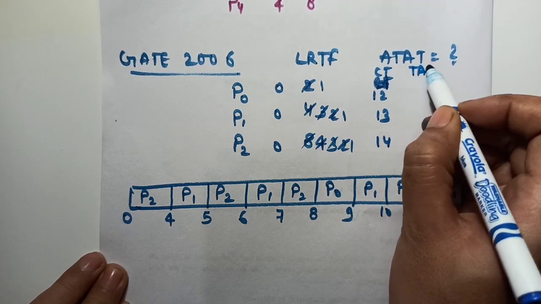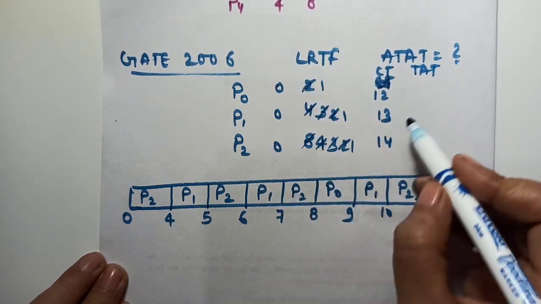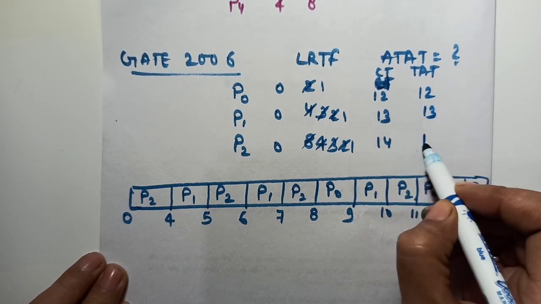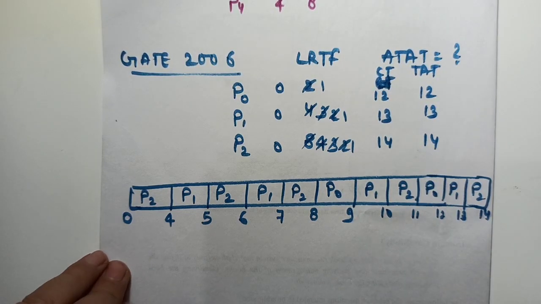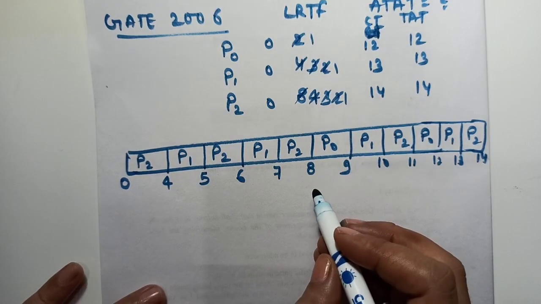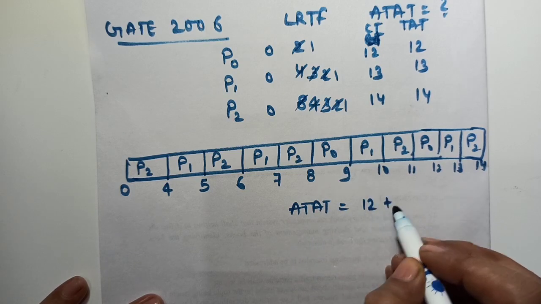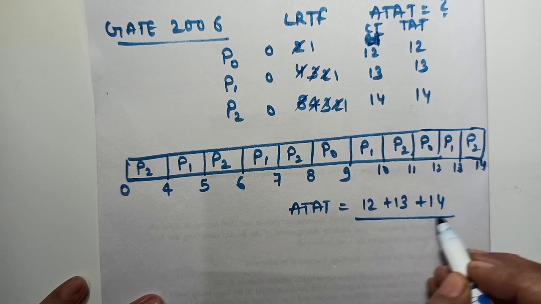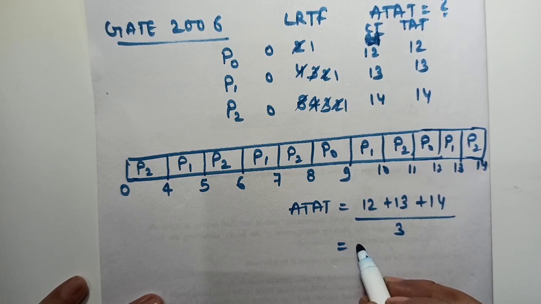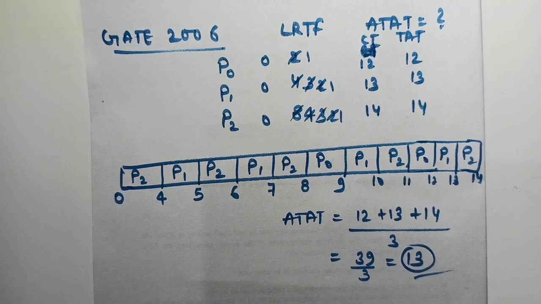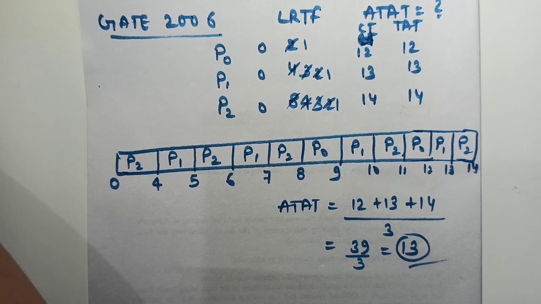So if we have to find the turnaround time, what do we calculate? Completion time minus arrival time. So it will be the same as the completion time because all the processes arrived at the same time. So we can calculate the average turnaround time here as it is very simple: 12 plus 13 plus 14 divided by 3. So what is the answer? This is 39 divided by 3. So what is the answer? 13. So in this way you can schedule any scenario or any question to the CPU.